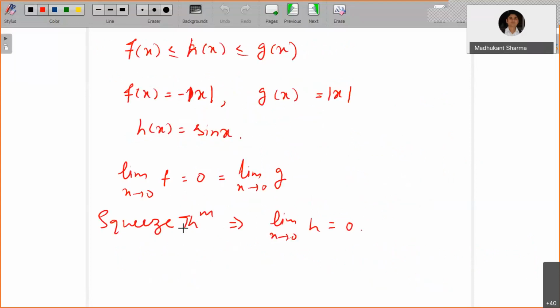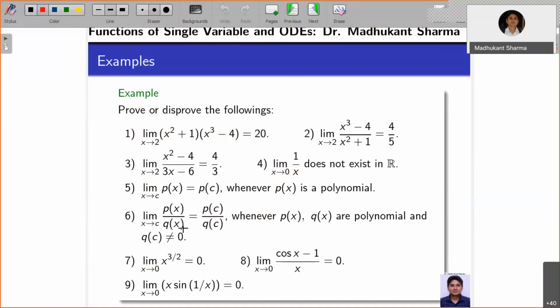So similarly, we can use other results. Let's see the first example here. Limit as x tends to 2 of the following, the value is given to be 20. Prove or disprove the following.